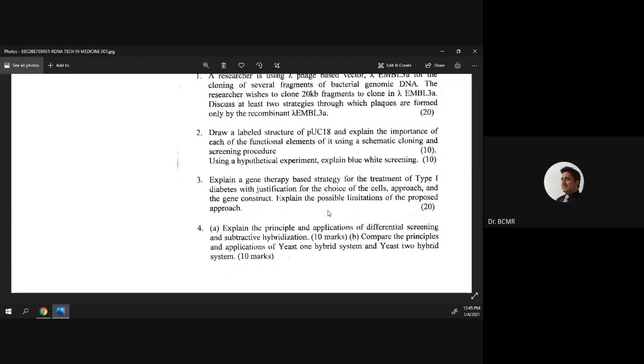The third question is a gene therapy based strategy for treatment of type 1 diabetes, with justification for the choice of cells, approach, and the gene construct. It is based completely on the paper in the fourth unit about engineering mouse enteroendocrine cells, and this question has specific points that you should state. Justification for choice of cells: should we take beta cells?